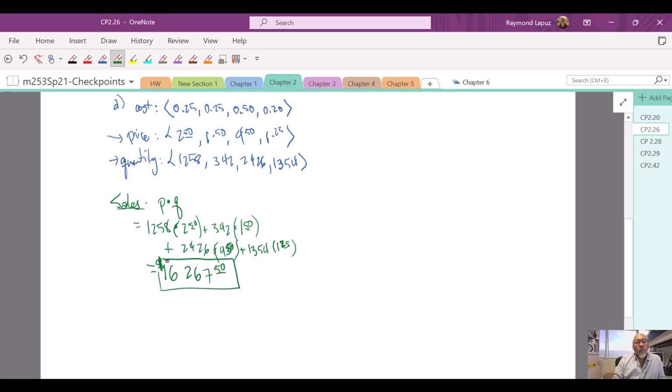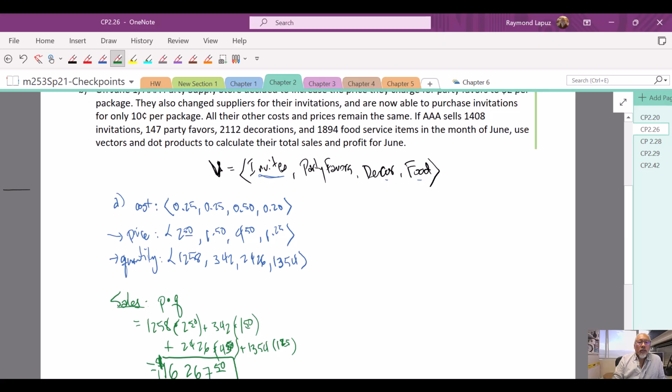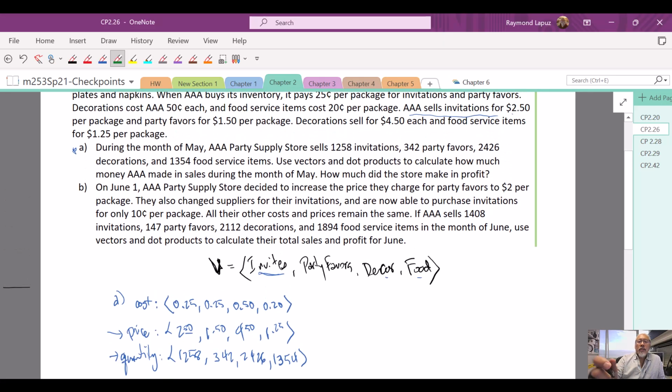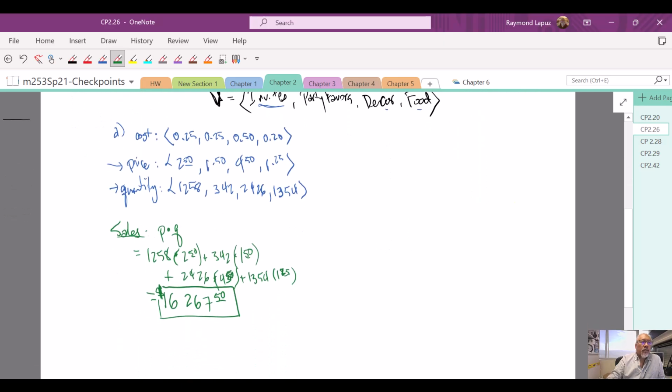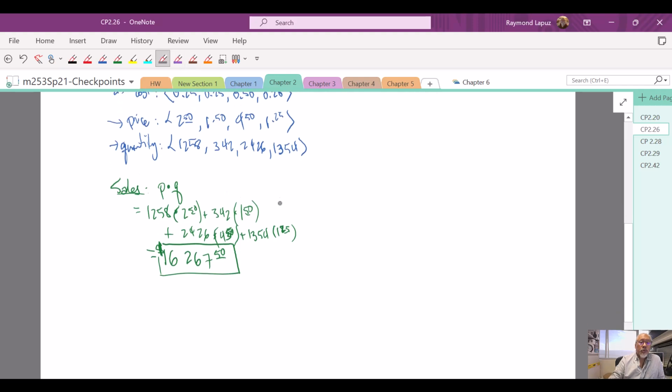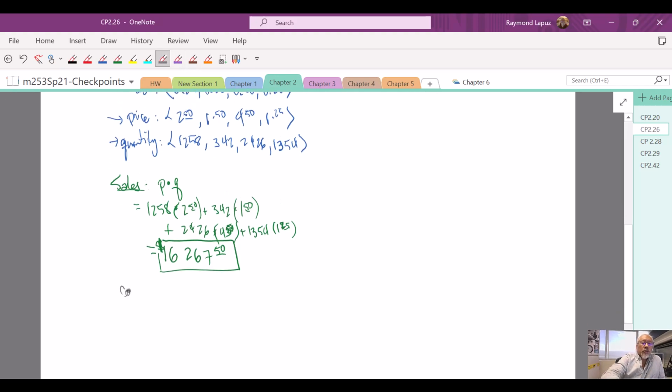Okay, now they want to know how much the store made in profit, so revenue. So this is the sales, and I think we need to figure out the revenue, we need to figure out how much they spent and then subtract that. So let's compute the total cost for this month, and then the profit will be the difference.